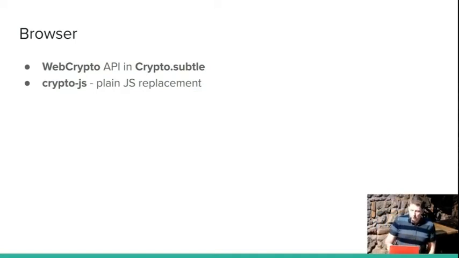And again, you can use crypto.js as a replacement because it works both on Node.js and the browser. So you can somehow polyfill it or check whether the native support is there. If not, you can fall back to crypto.js. Crypto.js is definitely much slower than the built-in API.